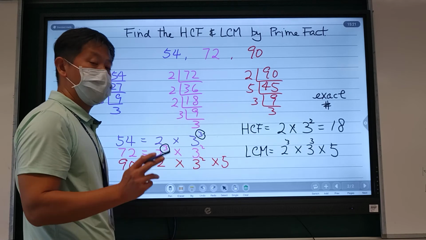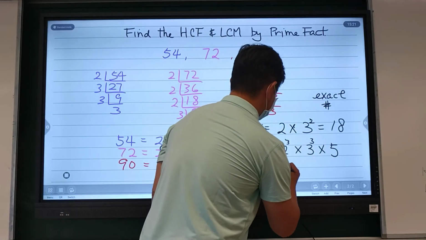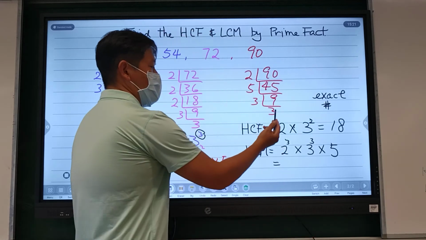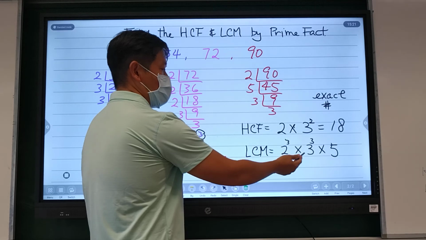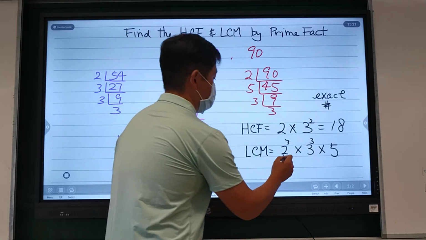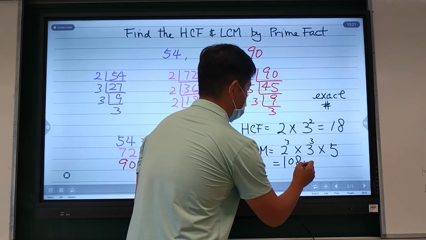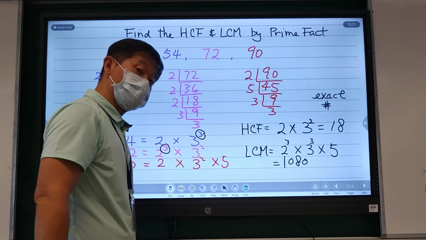Okay? If it asks for exact number, then you have to multiply, which equals 2 to the third power, which is 8, times 3 to the third power, which is 27, times 5. It's actually, check your calculator, 1080. Okay?